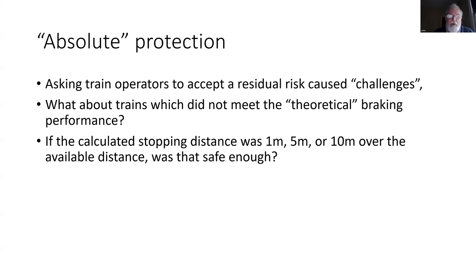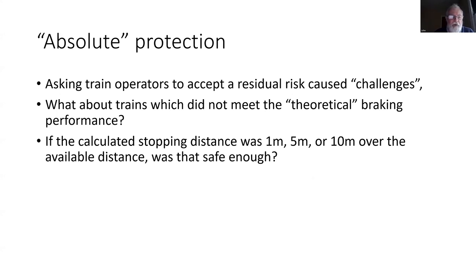And then what about trains which did not meet the theoretical braking performance, so the 12% G for a passenger train? And here there was more politics, where trains were declared to not have a high emergency brake rate, even though it was known that in normal service they could easily achieve 12 or even higher percent braking. And this was because rheostatic and regenerative braking would be switched off in an emergency.